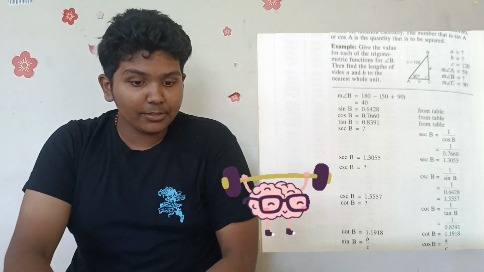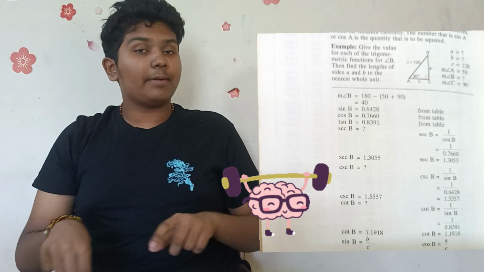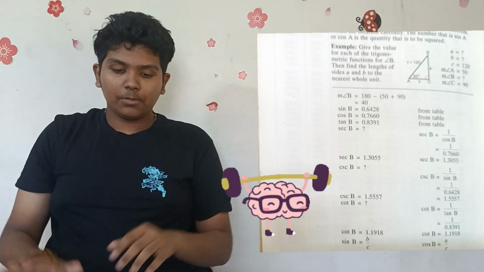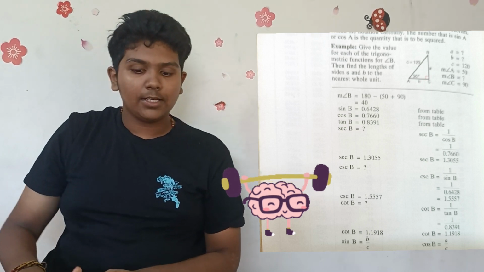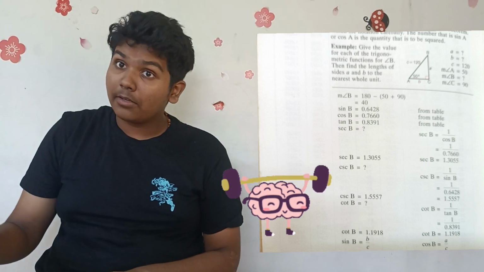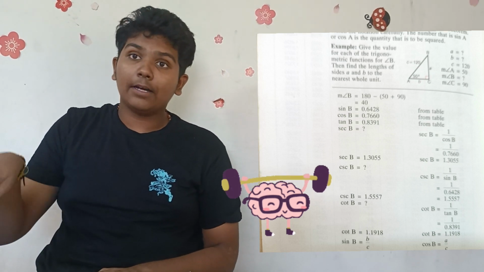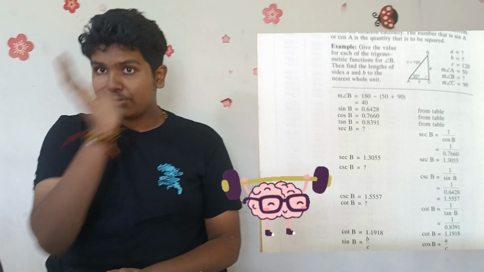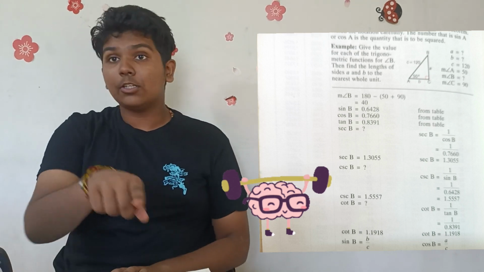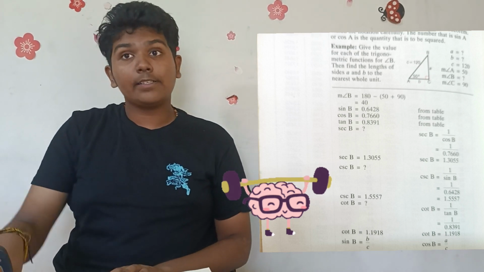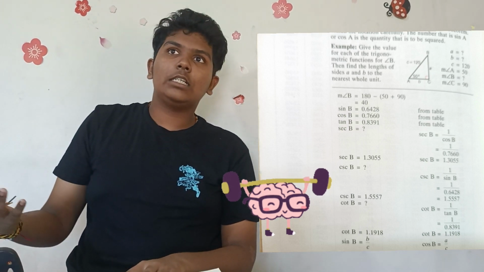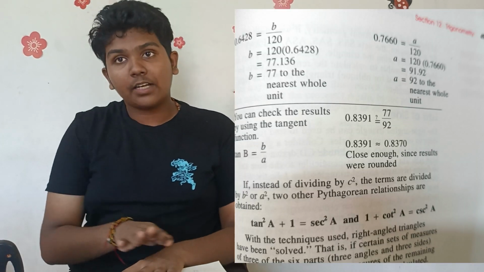So sin B is equal to b by c, and cos B is equal to a by c, as you already know. So what did we find for sin B? It is 0.6428. Now we are substituting with c. So b by c, which is b by 120. If you put that 120 to the other side, then b is equal to 120 into 0.6428, which is 77.136. If you want to make it simpler, you can put 77, the nearest whole unit for 77.136.